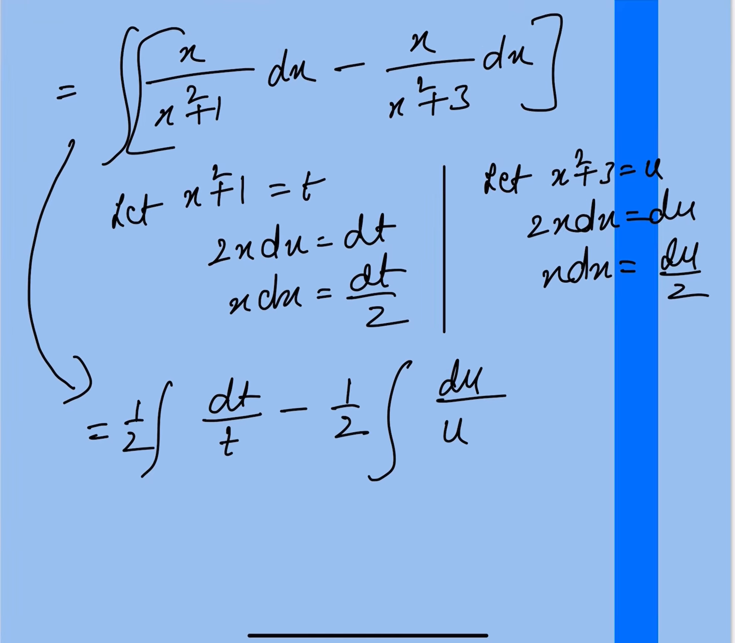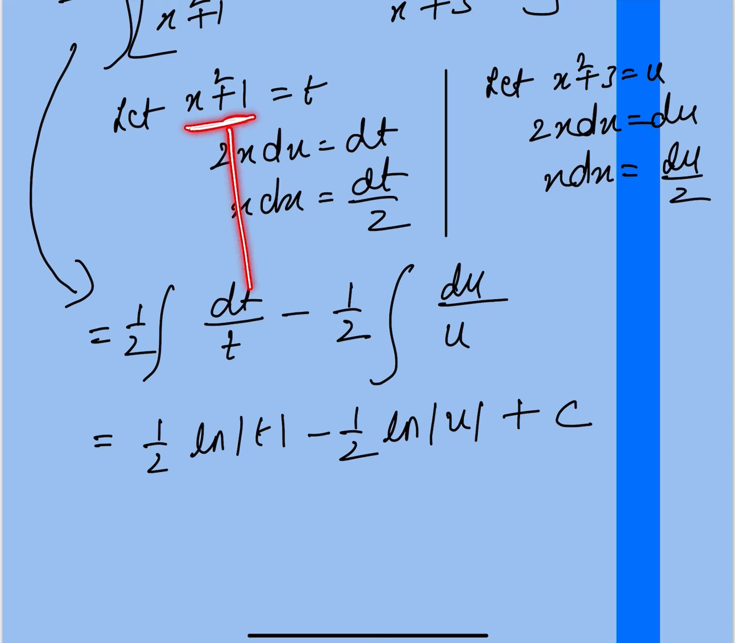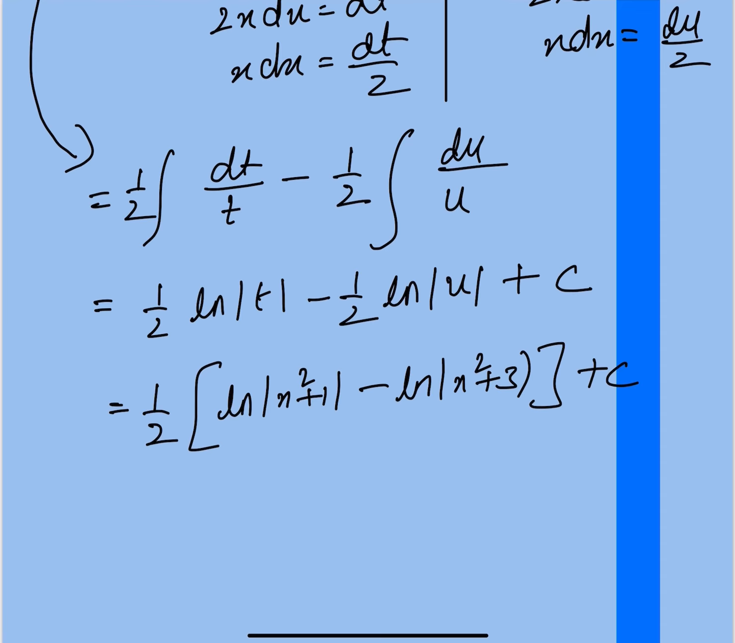Now you can see a direct formula. So this will now become half ln mod t. What is ln? Ln is nothing but log with base e. In calculus, the base of the log is always e. Minus half ln u plus c. Now it's not done yet. You have to replace the value of t here and replace the value of u here. So let's do that. And we can also take half common: ln mod x square plus 1 minus ln x square plus 3, bracket closed, plus c.